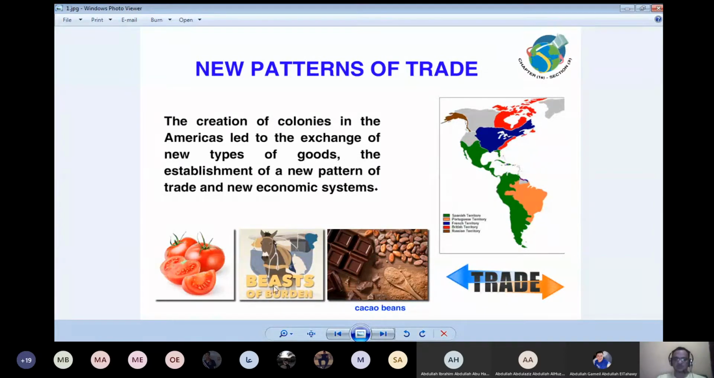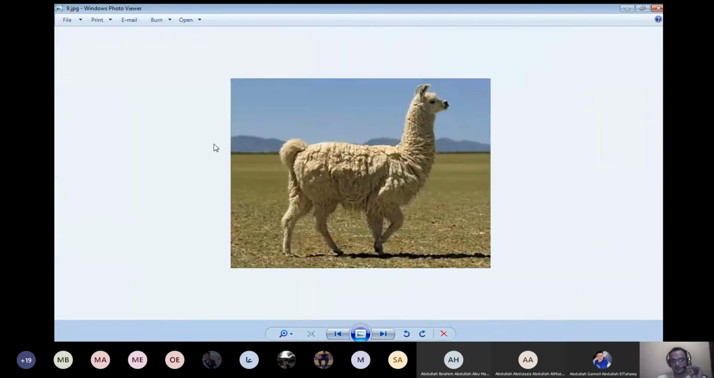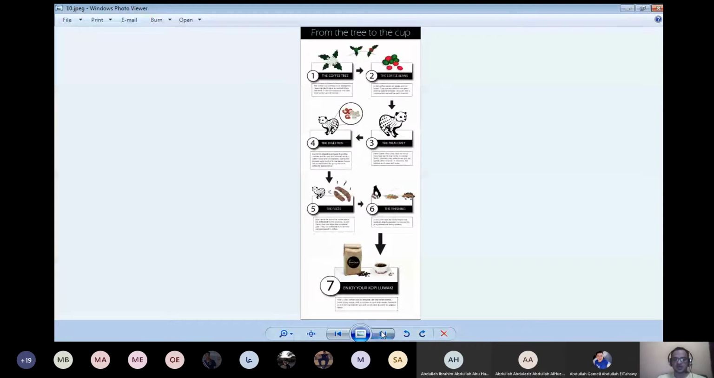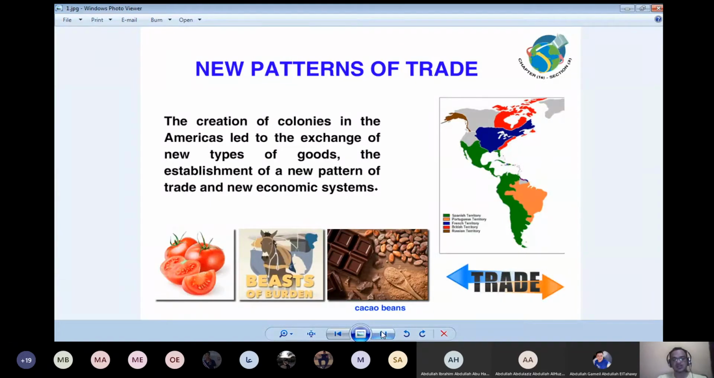Also the beasts of burden. By the beasts of burden, I mean horses, donkeys, mules, animals that can help people for transportation and for carrying items, for carrying goods. The beasts of burden, guys, came from Europe to the new land because over there in the new land, they had... what's this animal? Llamas. Yes, because over there, guys, in the Americas, they used llamas for transportation and for carrying items.